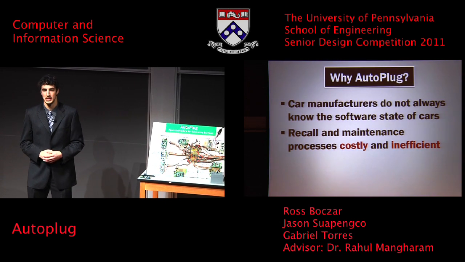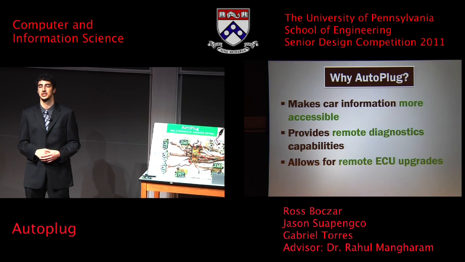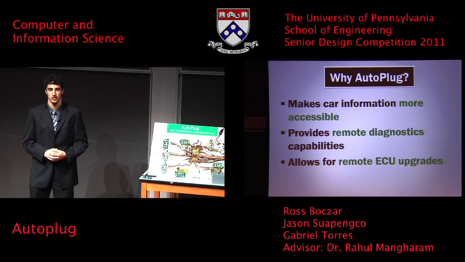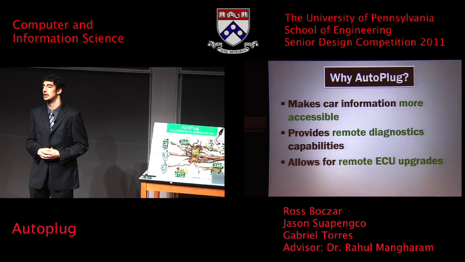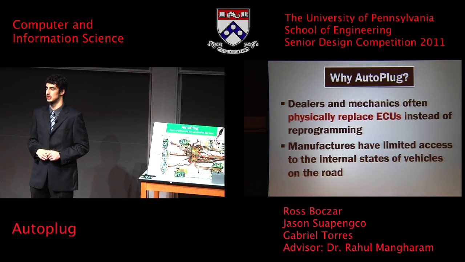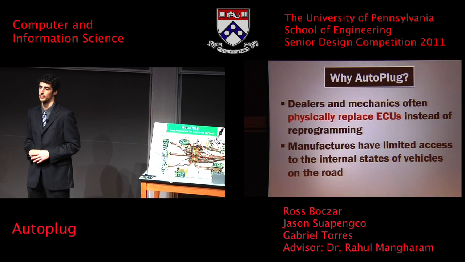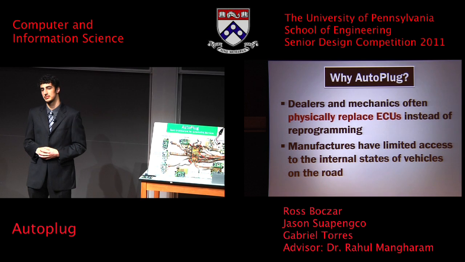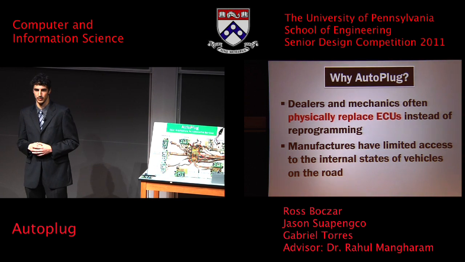Now, currently, the data being transmitted between these ECUs is somewhat hidden from the manufacturer, meaning they can't always know the software state of their cars out on the road at any given time. This, in turn, makes both the recall and the maintenance process costly and inefficient because car manufacturers aren't able to make well-informed decisions about their cars on the road. What our project, Autoplug, aims to do is to provide car manufacturers with a better way to access this information and remotely diagnose and potentially upgrade the ECUs for their cars out on the road.